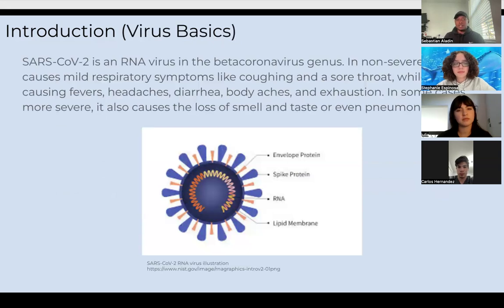So these are the virus basics of SARS-CoV-2. It is an RNA virus in the beta coronavirus genus. In several non-severe cases, it causes mild respiratory symptoms like coughing and a sore throat, while also causing severe headaches, diarrhea, body aches, and exhaustion. In the more severe cases, though, it causes a loss of smell and taste and even pneumonia.